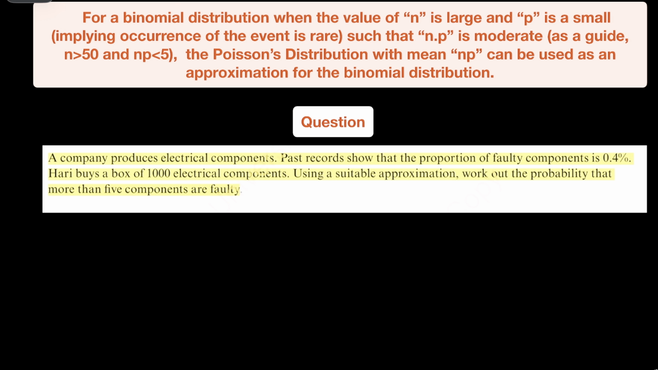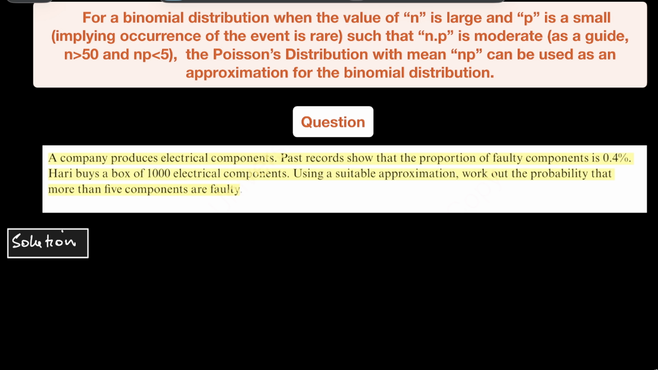The question says that a company produces electrical components. Past record shows that the proportion of faulty components is 0.4%. This is your p, and you can see that the value of p is going to be very small when I convert it to decimals. Harry buys a box of 1000 electrical components. Using a suitable approximation, work out the probability that more than 5 components are faulty. In these types of questions, understand that we need to use an approximation distribution. So first of all, let's start with the solution of this question.